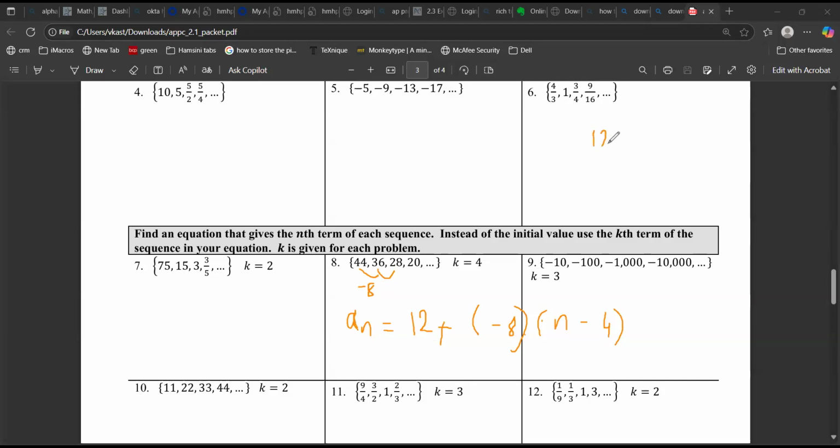12 minus 8n. And then, are you following? Plus 32, and then you combine. Yep, this needs to be done. So this combine will be 44 minus 8n. Any questions here? 44 minus 8n will be equal to the nth term of this arithmetic sequence. Any questions here?